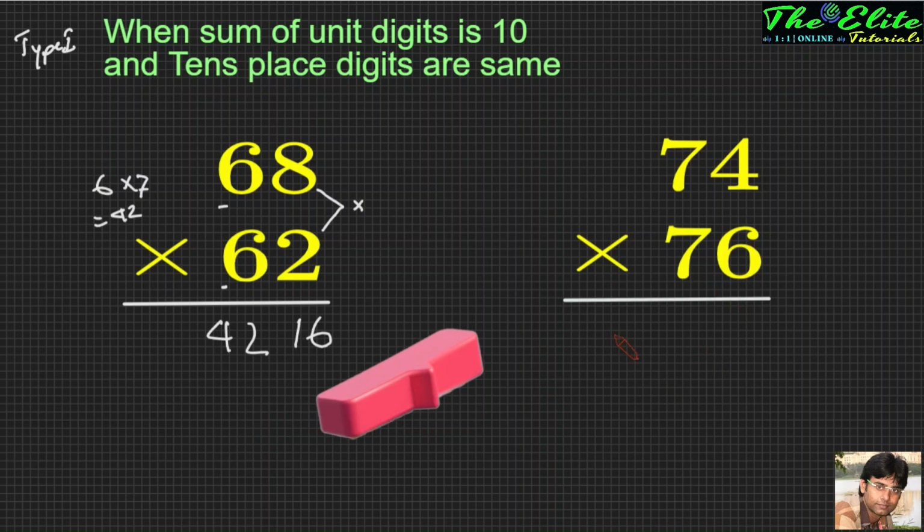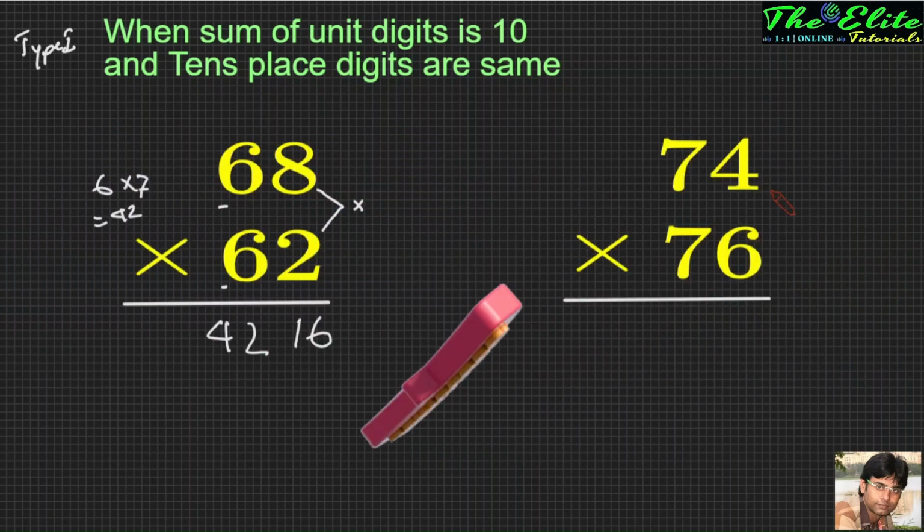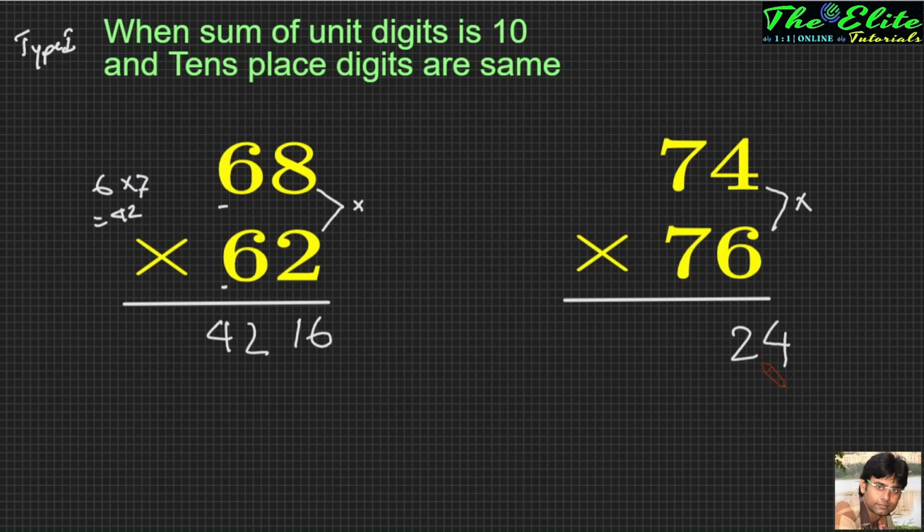Okay, the same trick we can use for this multiplication of 74 and 76. Just recall that we are going to multiply these unit digit numbers and write down 6 times 4 is 24, we will write. Next, because the tens place digit is the same, take any of them and multiply it to the next of that, or successor of that. The next number of 7 is 8. 7 times 8 is 56, and that's done.